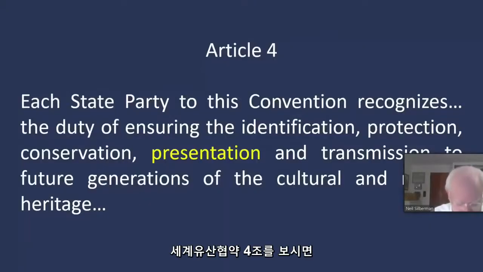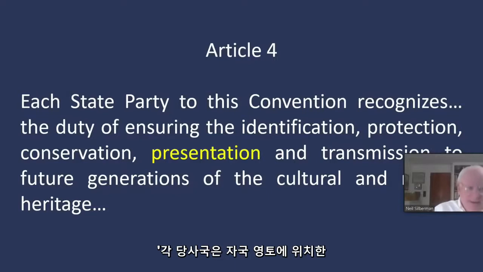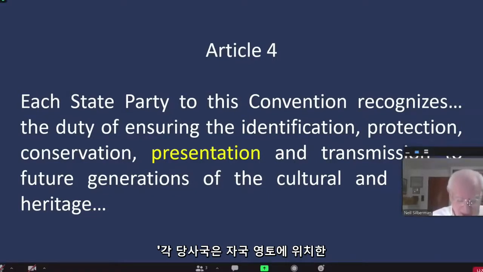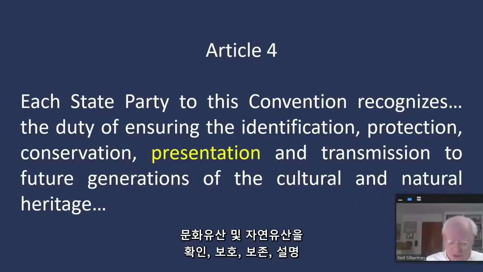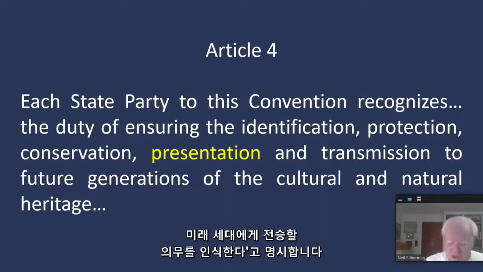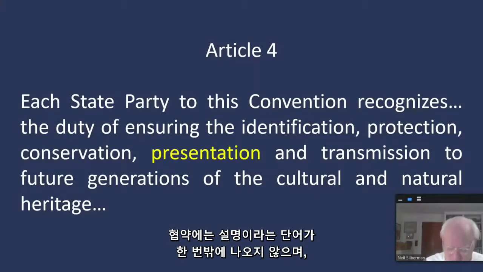Article 4 of the World Heritage Convention, for example, declares that each state party, that is, nation that has signed and ratified the convention, recognizes the duty of ensuring the identification, protection, conservation, presentation, and transmission to future generations of the world's cultural and natural heritage. But nowhere else in the convention text is the term presentation further defined.